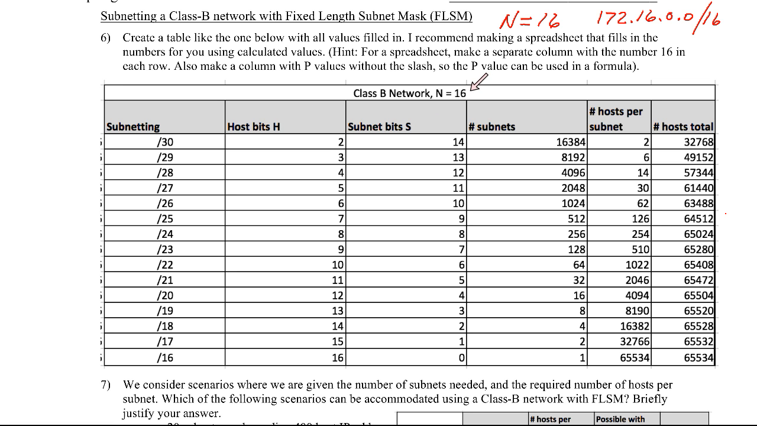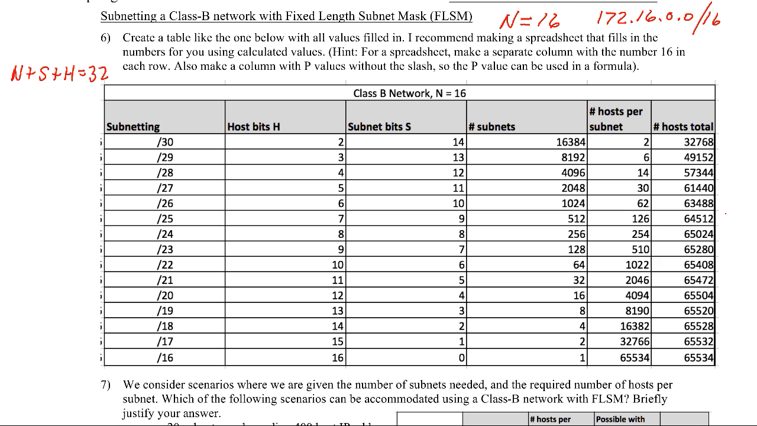Basically we've got 16 bits to divide up amongst H and S. So n is equal to 16, and N plus H plus S is 32. The sum of H and S is 16, and we can give all 16 to the host IPs, none of them to the subnets, meaning we have one big subnet with 65,536 IP addresses and 65,534 hosts per subnet.